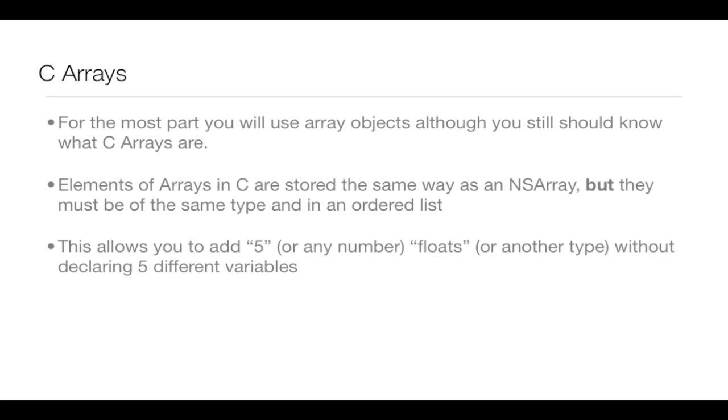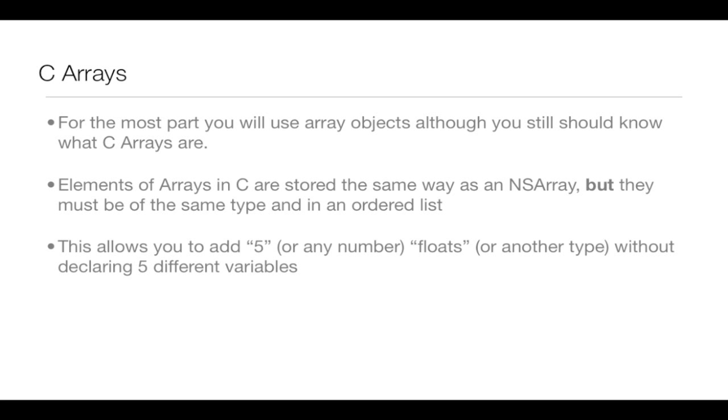Now, the elements of arrays in C, and I say elements because they're not objects that you're putting in these arrays. So the elements are stored in the same way as an NSArray, but they must be of the same type and in an ordered list. And you're probably saying, what exactly are you talking about? Well, when you see the code in just a couple seconds, it'll all make sense and you'll really understand it.